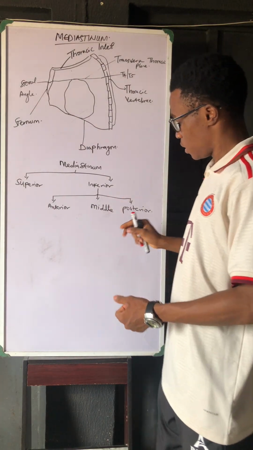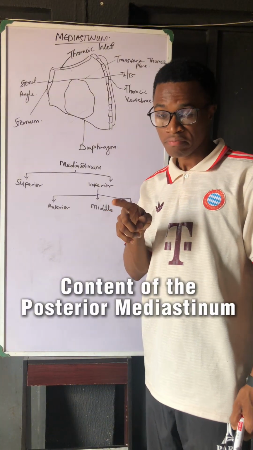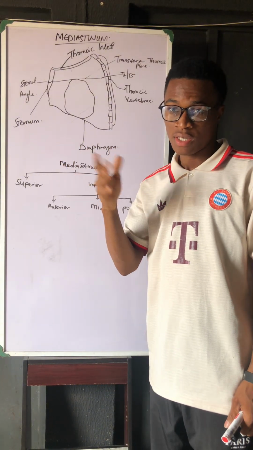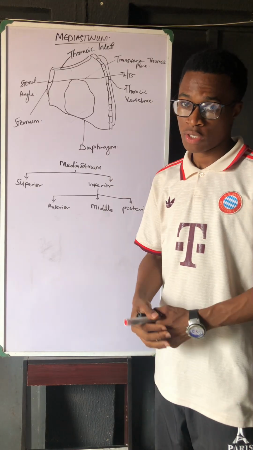Then the contents of this might be the descending aorta, the nerves, the veins, the IVC, and so on.